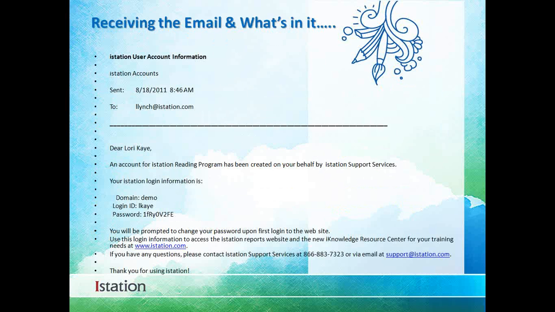So receiving that email, what's going to be in that email? Well, it's going to come from iStation accounts, and it's going to house 3 very important pieces of information for you as a teacher or administrator. So let's focus on those 3 things that are going to be here. I'm going to actually pull out my highlighter here, and we're going to focus on this center part of the email. It is going to include a domain. That's the very first piece of information, and it's going to include your login. And then finally your password.